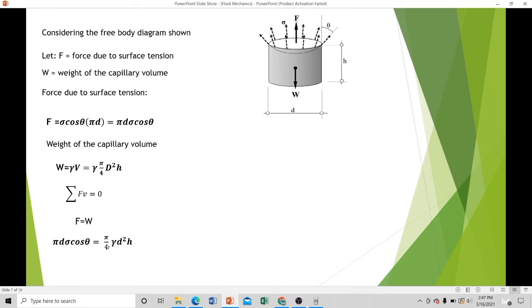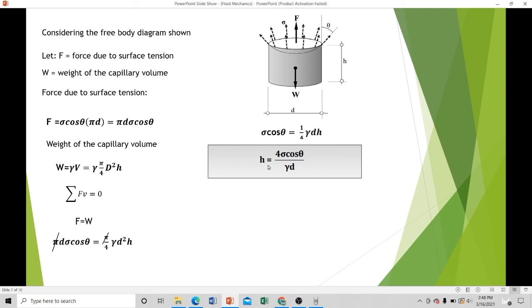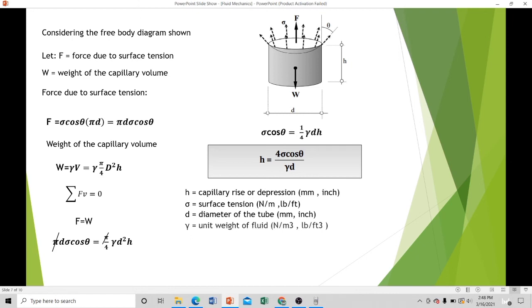So we can cancel out the pi and one diameter. Our equation becomes: surface tension cosine theta is equal to 1/4 times gamma times diameter times height. Or we can form the equation into H is equal to 4 times surface tension cosine theta over gamma d, where H is the capillary rise or depression in units of mm or inches, and the surface tension is in Newton per meter or lb per feet. The diameter d is the diameter of the tube in mm or inches. And gamma is the unit weight of the fluid, either in Newton per meter cubed or pounds per feet cubed.